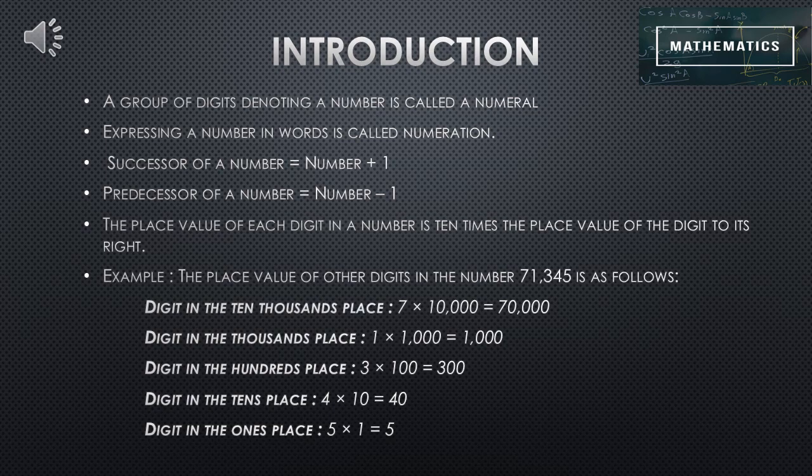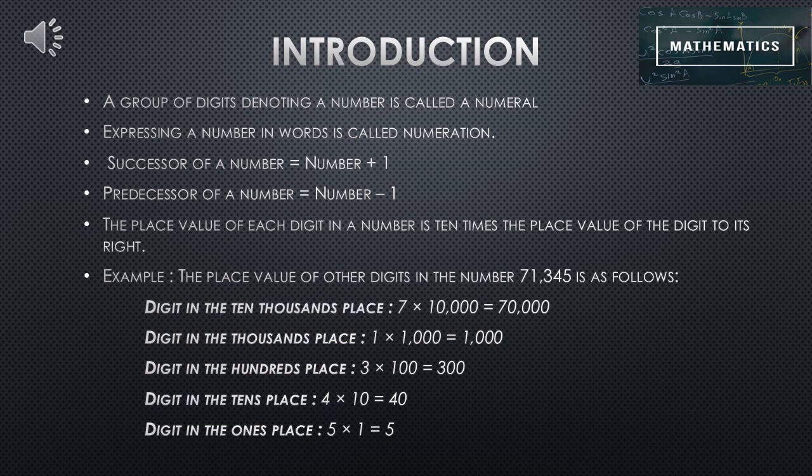Now let's come to the place value. What do you mean by place value? Let us consider an example for this. Here it is written as 71345. Now as you all know, 5 is at 1's place, 4 is at 10's place, 3 is at 100's place, 1 is at 1000's place, and 7 is at 10,000's place. Now these are the places.